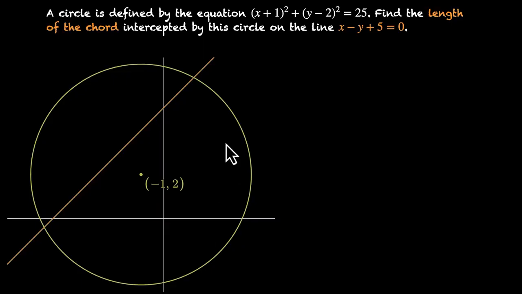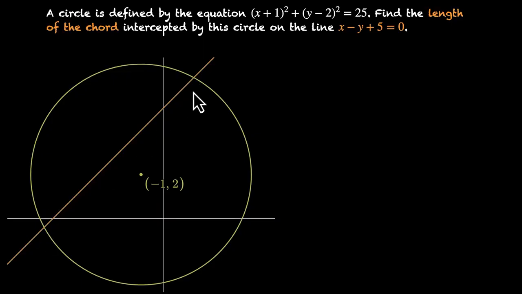We have the circle. The center of the circle is (-1, 2). So this is (-1, 2). The radius of the circle is 5. 25 is 5 squared, so the radius is 5. And there's a line x - y + 5 = 0. So this is the line. This line cuts through the circle. It makes this chord and we have to figure out the length of this chord.